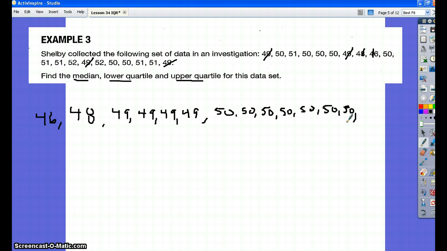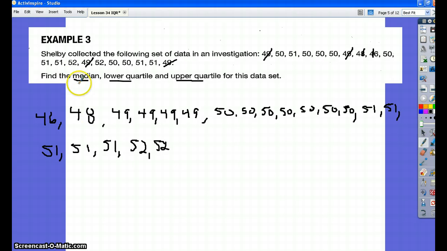Then we've got 1, 2, 3, 4, 5 51s. So 1, 2, we come down here, 3, 4, 5, and then two 52s. 1, 2.